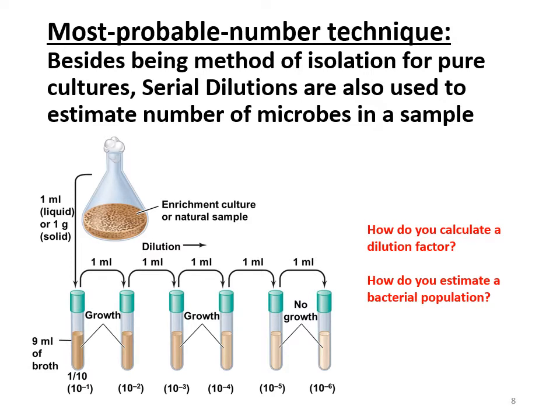But what you can do to estimate how concentrated that culture is, or how much bacteria is actually in this container, is you take some of it out, so in this case 1 ml, and you dilute it down into media, or sometimes we use water. So you take 1 ml and add it to 9 ml.